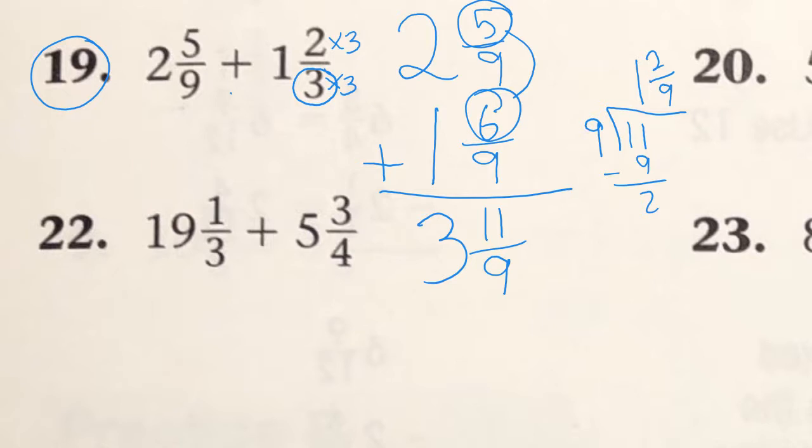We can give the 1 to the 3. So now the final answer will be 4 2/9.